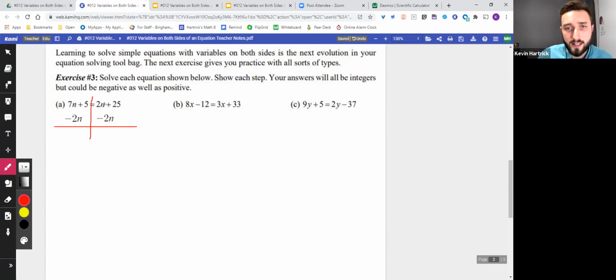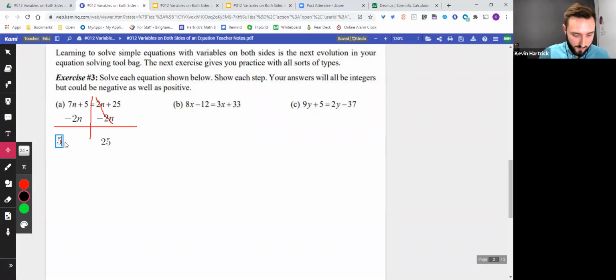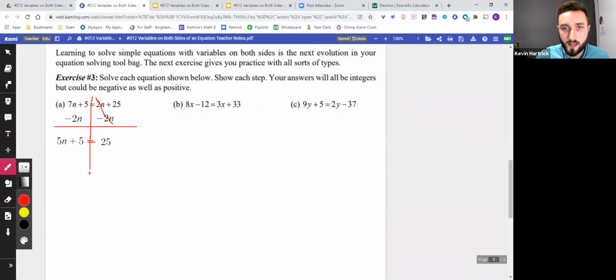I also am subtracting because this is a positive 2n. My end result, I want these to cancel. If I had done plus 2n, well, 2n plus 2n gives me 4n. That doesn't make the n's go away over here. I want the n's to go away. I want this only to be a number over here. I want this to just be 25. On this side, I'm subtracting. 7n take away 2n should give me 5n's. And then I still have my plus 5. So 5n plus 5, and then my equal sign on my line. Don't forget your equal sign.